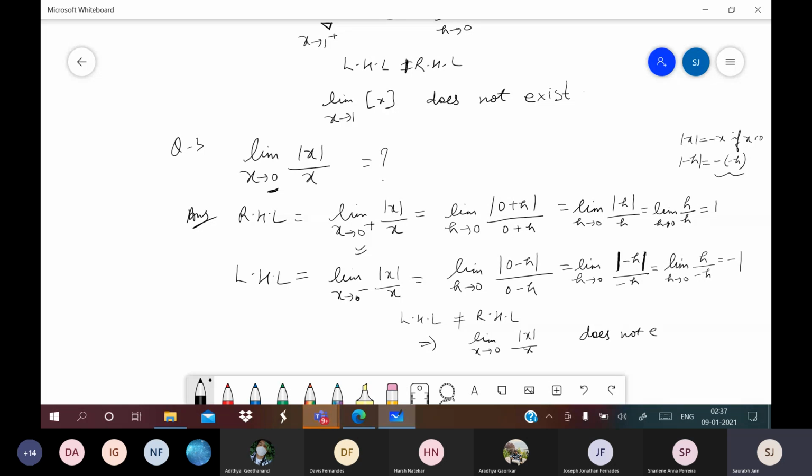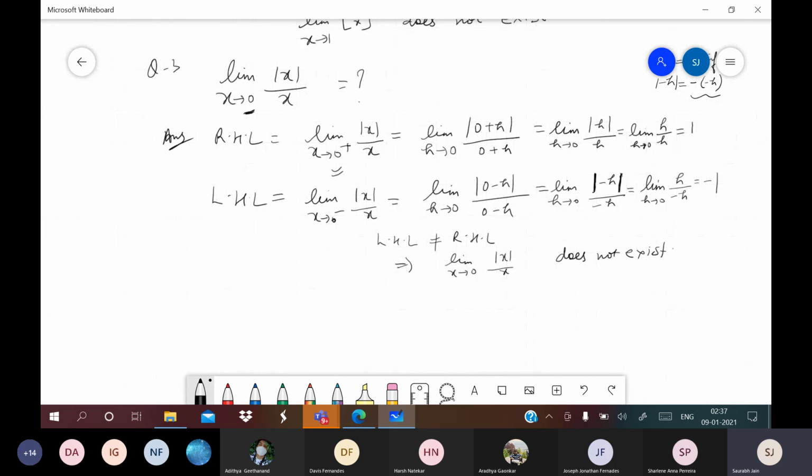So many times you may get that the limit does not exist. But if LHL and RHL come out equal, then the limit may exist as well. Okay, try to find this next question. Solve this question. Okay. Fourth one.